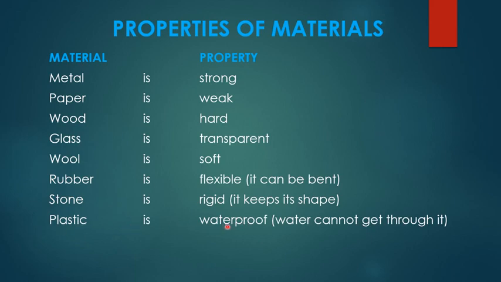Plastic. Plastic is waterproof. When we say that something is waterproof, we mean that water cannot go through it. When you put water on top of that thing, the water does not go inside. And cotton is our last material in the list, and cotton is absorbent. Absorbent is the opposite of waterproof. Something absorbent is something that soaks up liquid. If you put liquid on top of this kind of material, the liquid will sink in. It will go inside the material. So here we have a short list of materials and their properties.